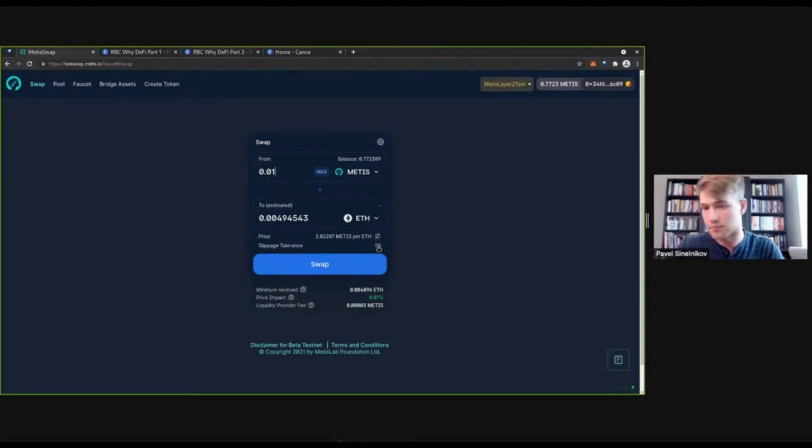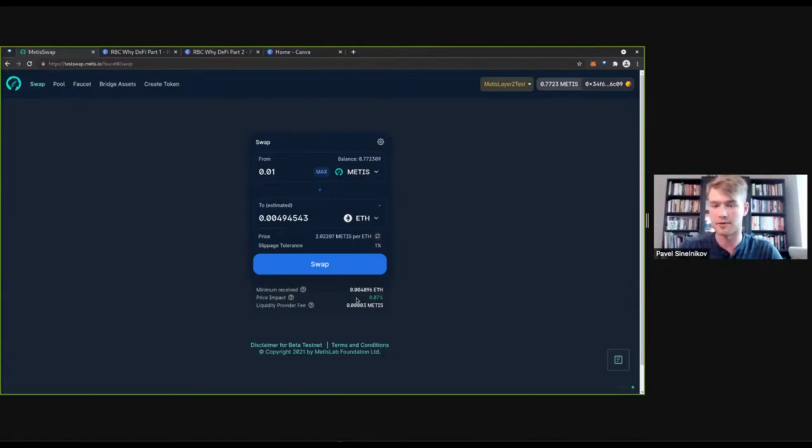So you'll end up getting potentially less ETH than you would. In this case, it's estimated that I'll get 0.0494, but my minimum, including the slippage, would be the 0.0048 and so on. So that's what slippage is. Now, the price impact is important.